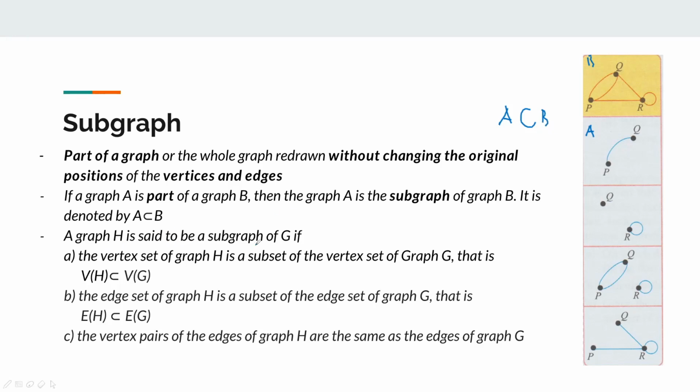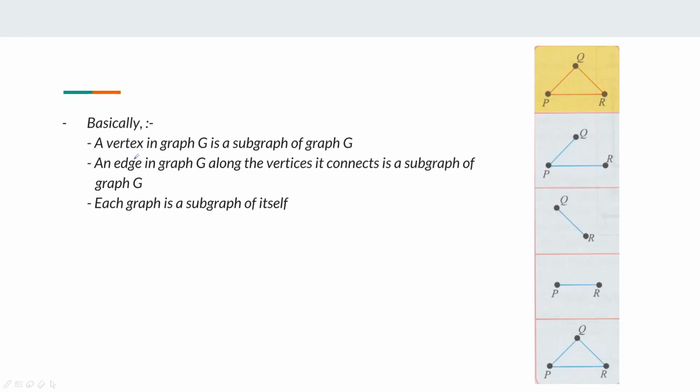A graph H is said to be a subgraph of G if the vertex set of graph H is a subset of the vertex set of graph G. The edge set of graph H is a subset of the edge set of graph G. And the vertex pairs of the edges of graph H are the same as the edges of graph G. So this might be a bit hard to understand, but basically what it means is a vertex in graph G is a subgraph of graph G. So let's call this graph G, and we take a random vertex. Let's take vertex Q. So over here, see it as vertex Q. Vertex Q can be considered a subgraph of graph G. Next, an edge in graph G along the vertices it connects is a subgraph of graph G. And lastly, each graph is a subgraph of itself.